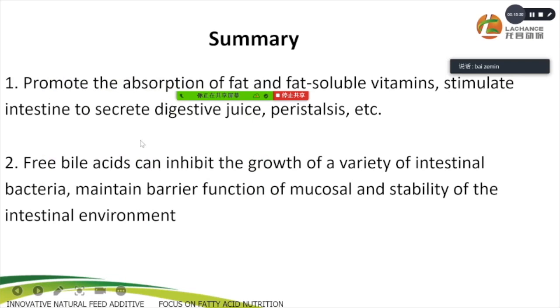Of course, bile acid can promote the absorption of fat and fat-soluble vitamins, and stimulate the intestine to secrete digestive juice and peristalsis and so on.